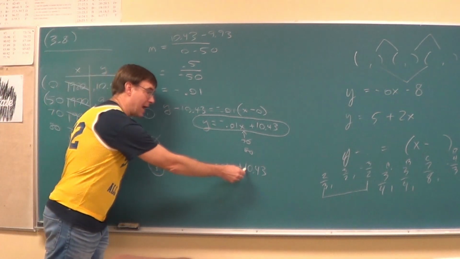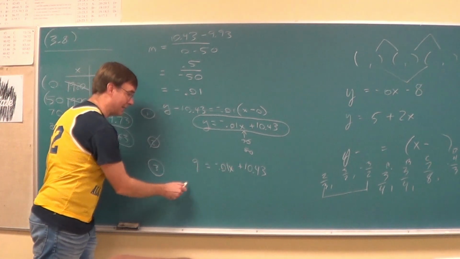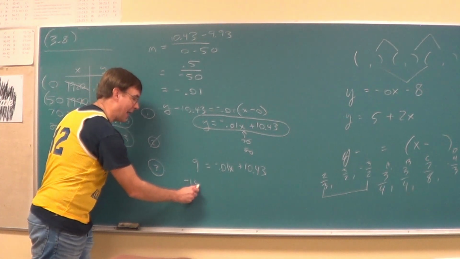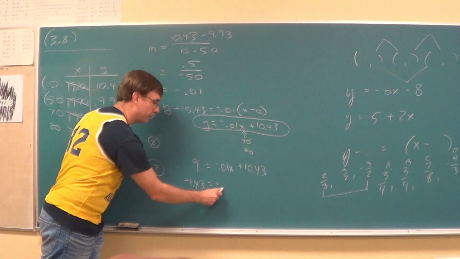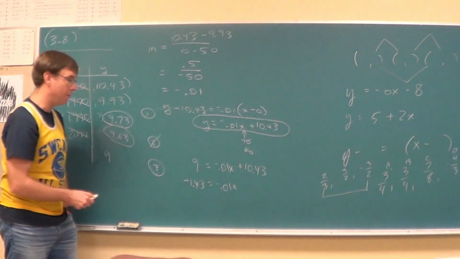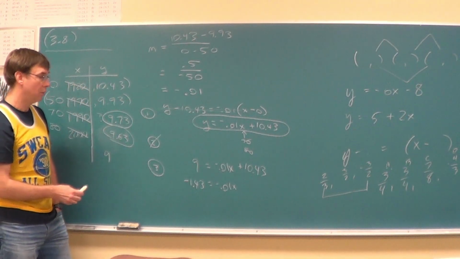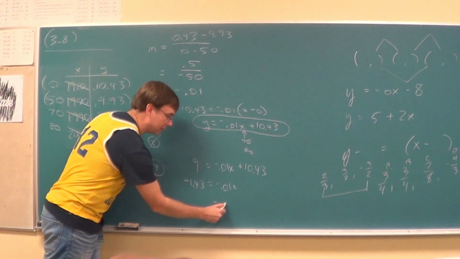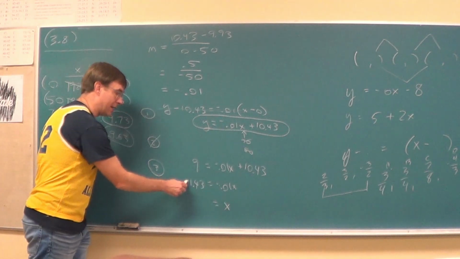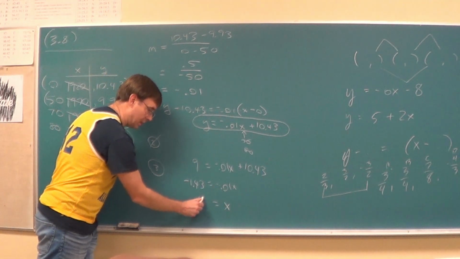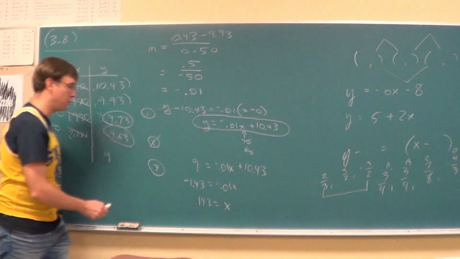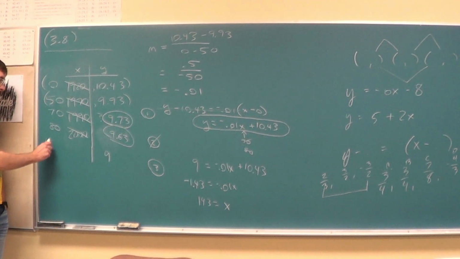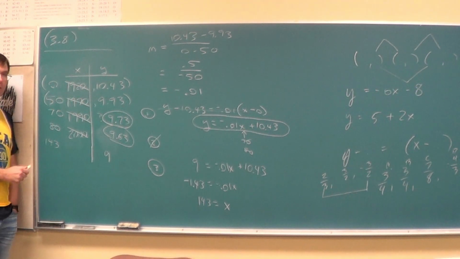Get rid of the plus 10 by subtracting 10. So subtracting 10 is negative 1.43. Then get rid of the 0.01 by dividing. Negative dividing negative is positive. So we step over here. That is not happening in the year 143.